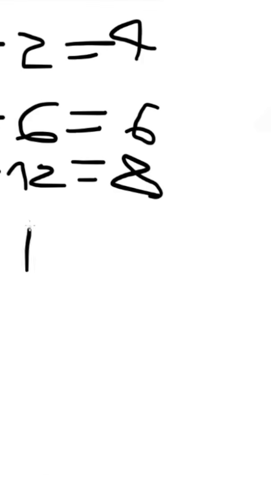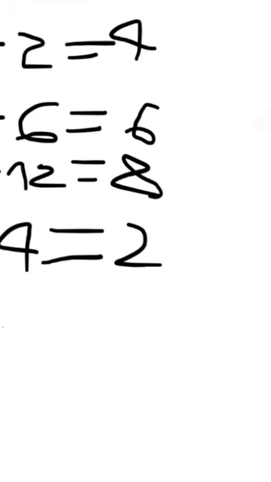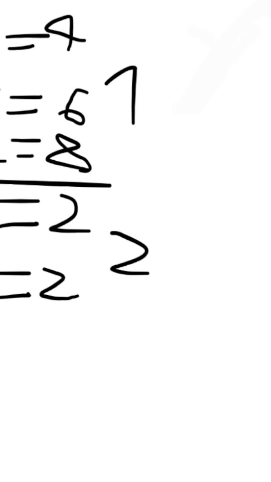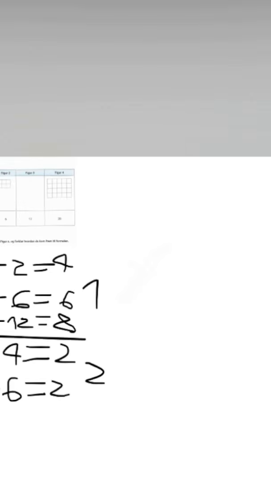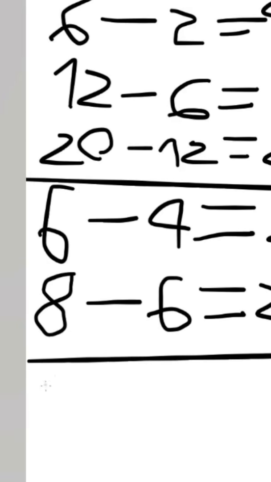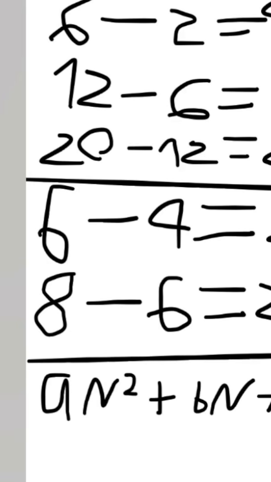So 6 minus 4 is equal to 2. And 8 minus 6, you guessed it, it's equal to 2. How does that at all help? Look at this. So this is our first differences, and this is our second, i.e. secondary differences. This means that the equation that describes these numbers is a polynomial of degree 2, also known as a quadratic. In other words, it has the form an squared plus bn plus c.